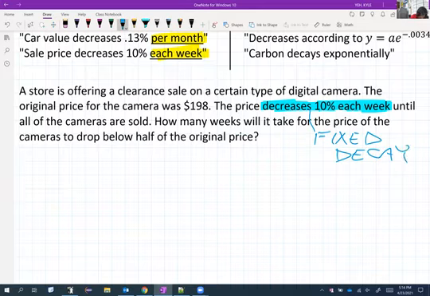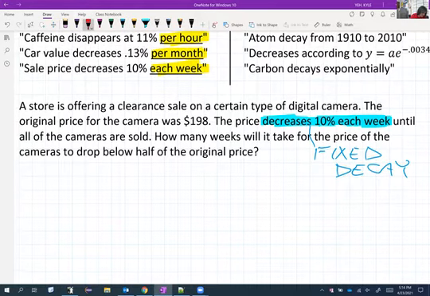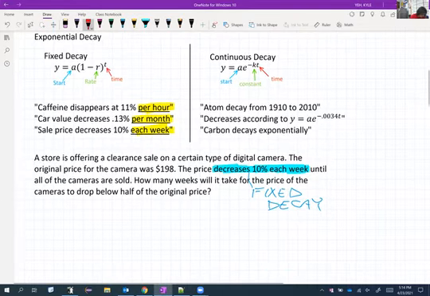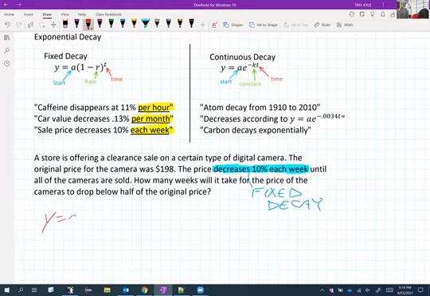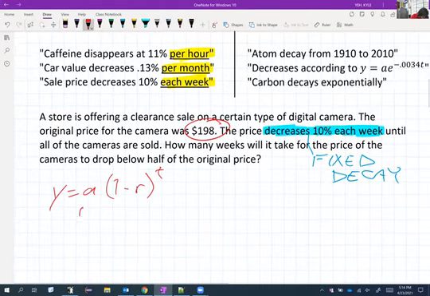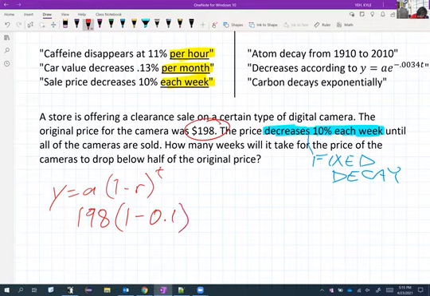So first thing I'm going to do is just copy down that equation. Fixed decay, y equals a times 1 minus r to the t-th power. So what is the starting amount A? Starting amount, we were told the original price was $198. And the price decreases 10% each week. So 10% as a decimal, 0.1.